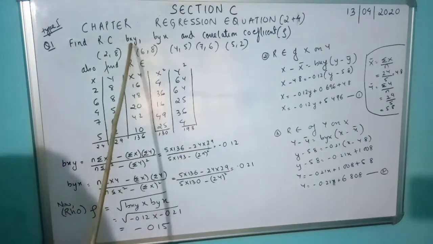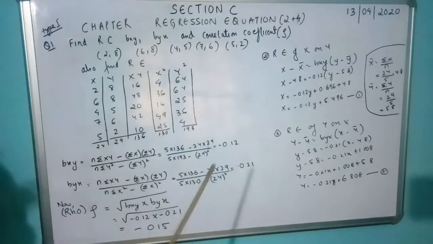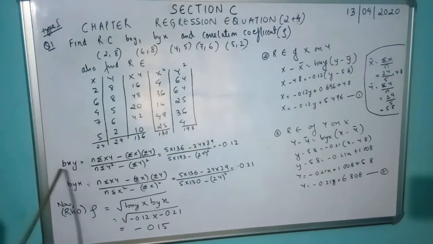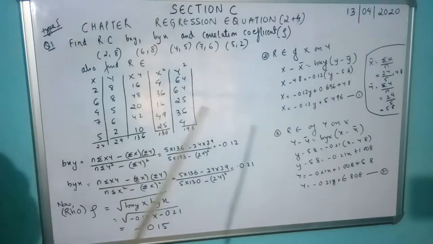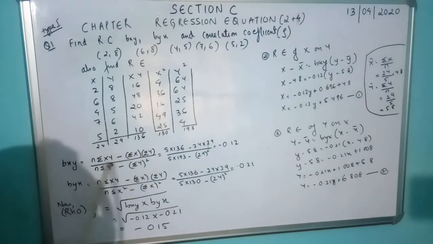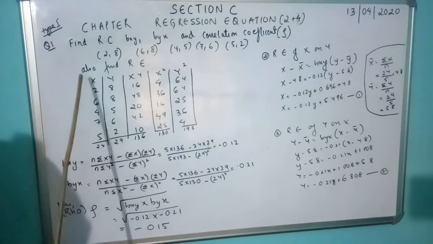Now the question is to find bxy and byx. In my first lecture I've already given you the formula: bxy equals n summation xy minus summation x summation y, divided by, the second variable is y, that's why, n summation y square minus summation y whole square. Those who are wondering what summation means, you have to add the column. Like summation x means add the column containing x.